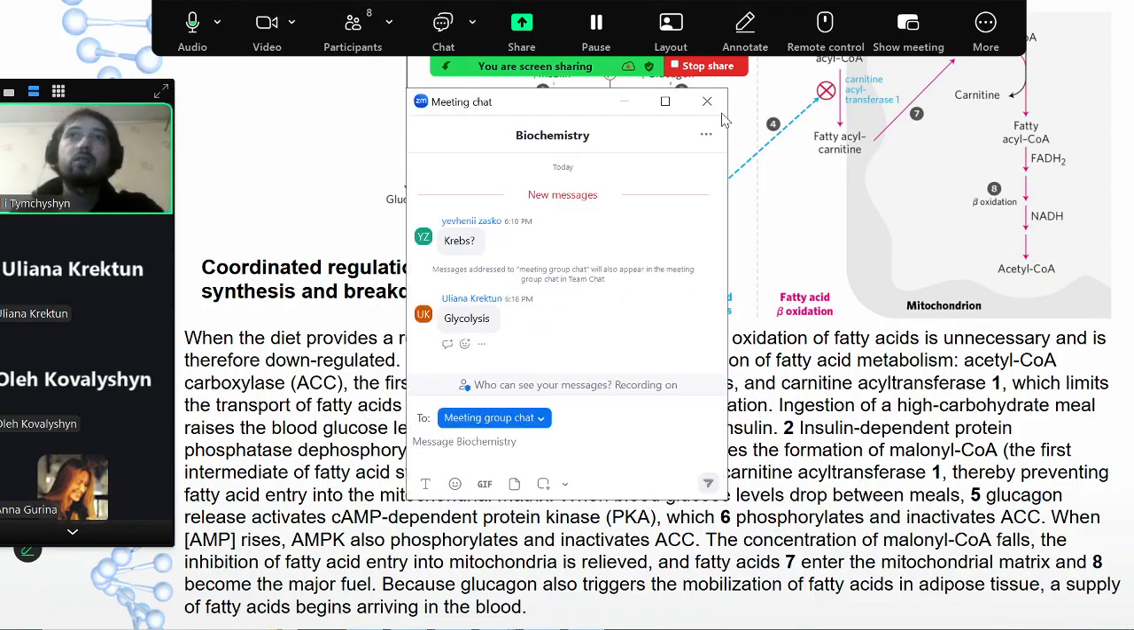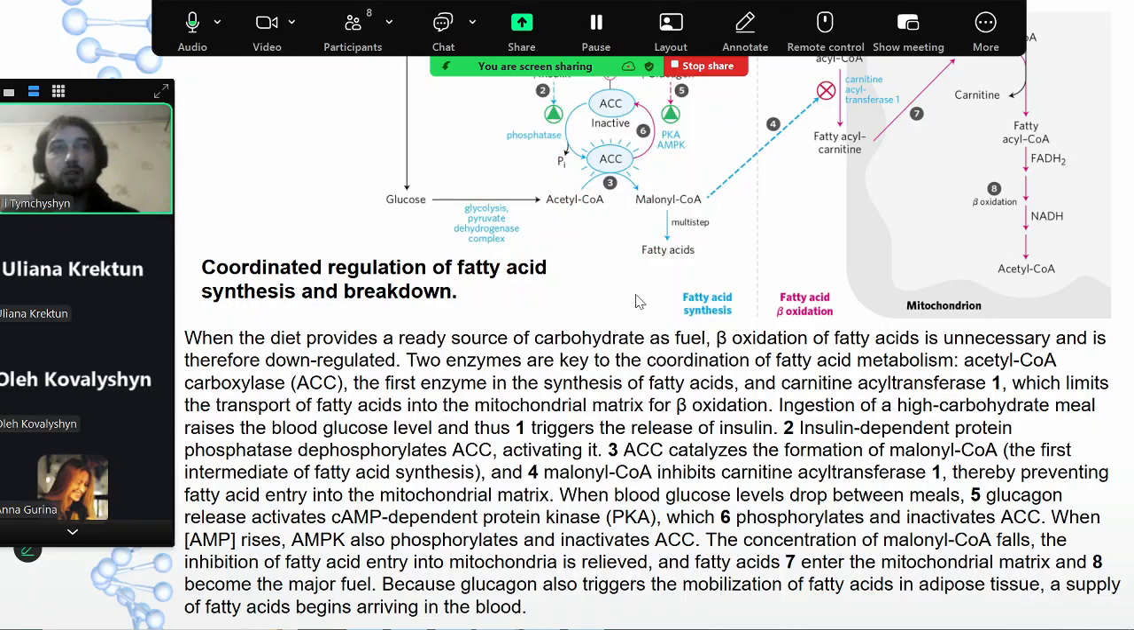Yes, glycolysis, absolutely correct. So when we start with the glucose, you remember we have 6 carbon atoms there. We process that glucose in glycolysis, and at the end of the day we get to the acetyl-CoA. There are different pathways when we finish glycolysis: it can go to the anaerobic or to the aerobic pathway. If we go the aerobic pathway, we get the acetyl-CoA. So that's one of the sources where we can get it from.